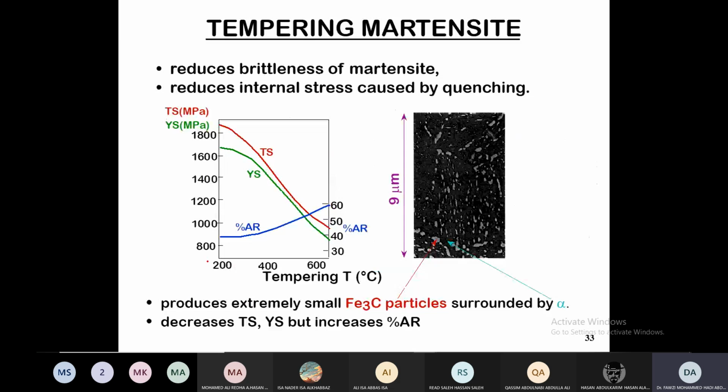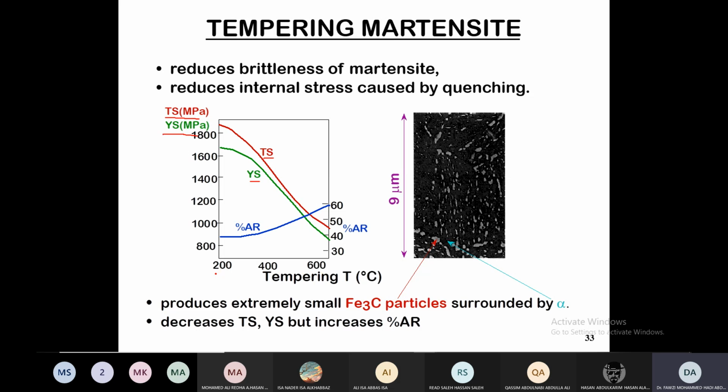As you can see here, this is the tensile strength and the yield strength of the material. That's the yield strength. This is the tensile strength of the material, and this is the ductility of the material in terms of percent elongation. Those are drawn versus the tempering temperature.